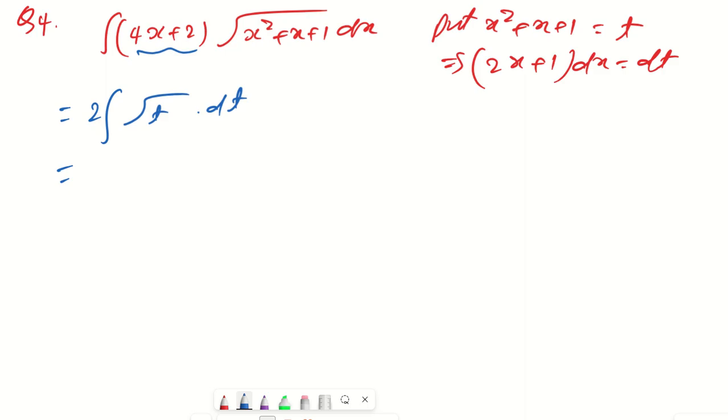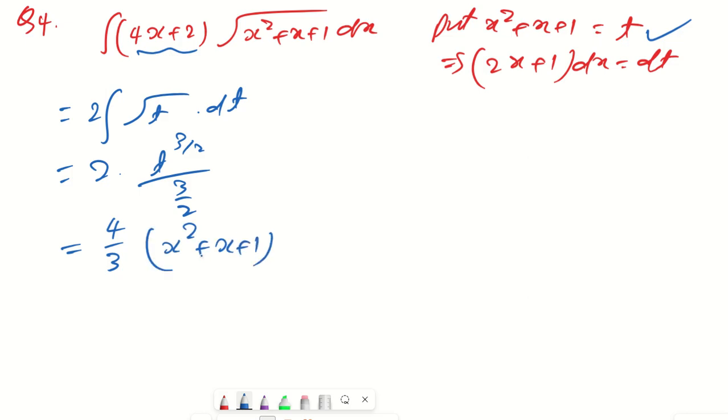Now you know already, just now we had done a square root of t, so square root of t we can directly do 2 into t to the power 3 by 2 divided by 3 by 2, because t square root is t to the power 1 by 2. So this can be done as 2 to the 4 by 3 into t to the power 3 by 2. That can be put back from here. So it will be x square plus x plus 1 to the power 3 by 2 plus some constant c. Here also you can put that constant c. So it will become very easy.